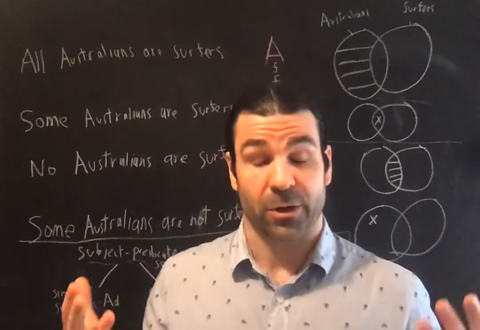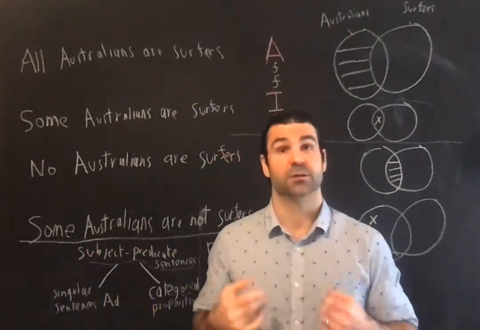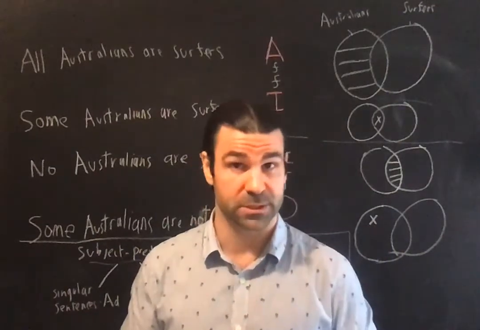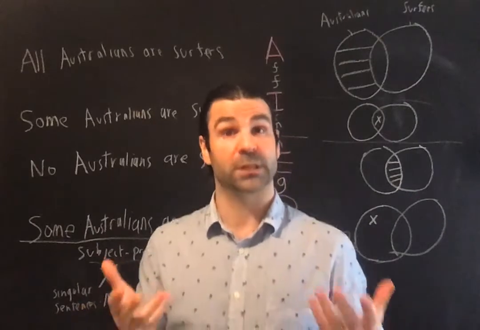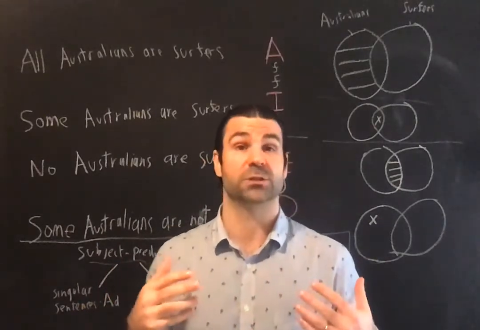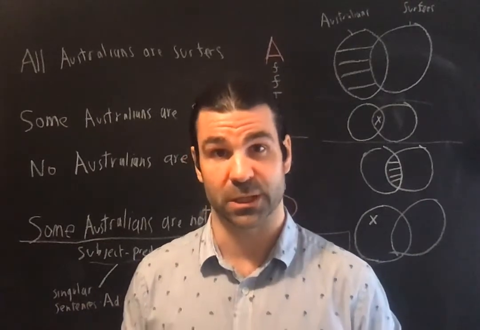Categorical propositions, categorical sentences are the other type of subject-predicate sentence. Okay? The definition of a categorical sentence is a sentence where the subject and the predicate are both classes, and that asserts an inclusion or exclusion relation between the two classes.